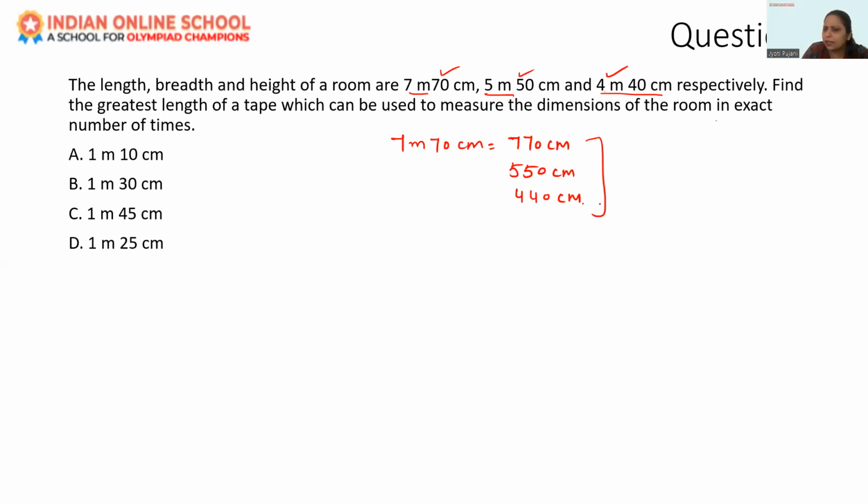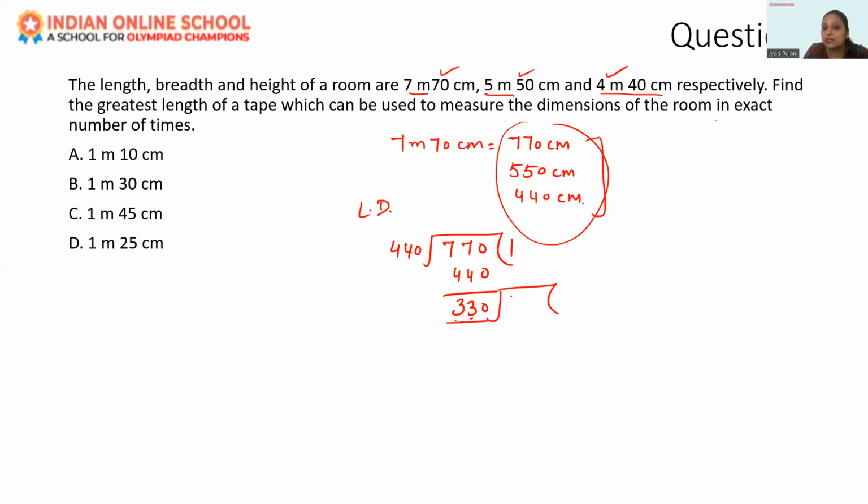Okay, so there are methods for how to do that. We have a long division method, and we can also find their factors. Out of that, we can find which is the largest common factor. So if I do the long division method, I can take 770 as a dividend and 440 as a divisor. I can take 550 as well, whatever you want. So 440 goes in, and the remainder is 330.